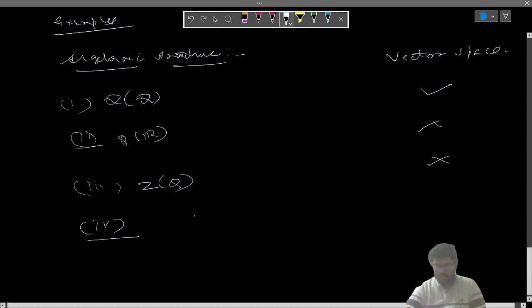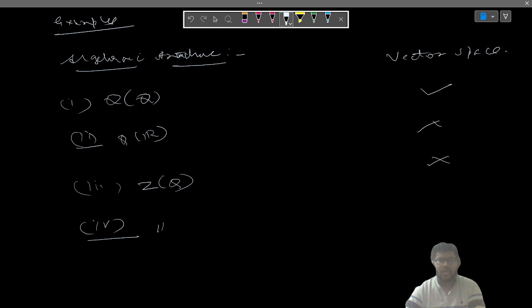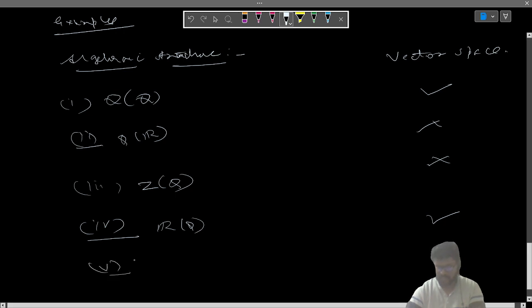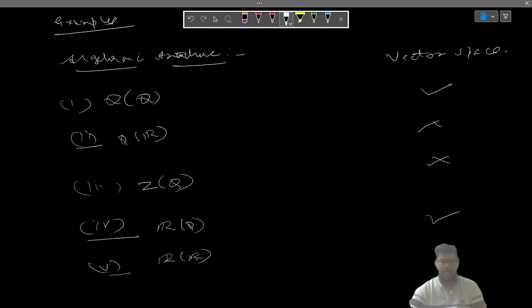Now, R over Q. It is a vector space, R over Q, because Q is a subset of R. R over R again is a vector space.